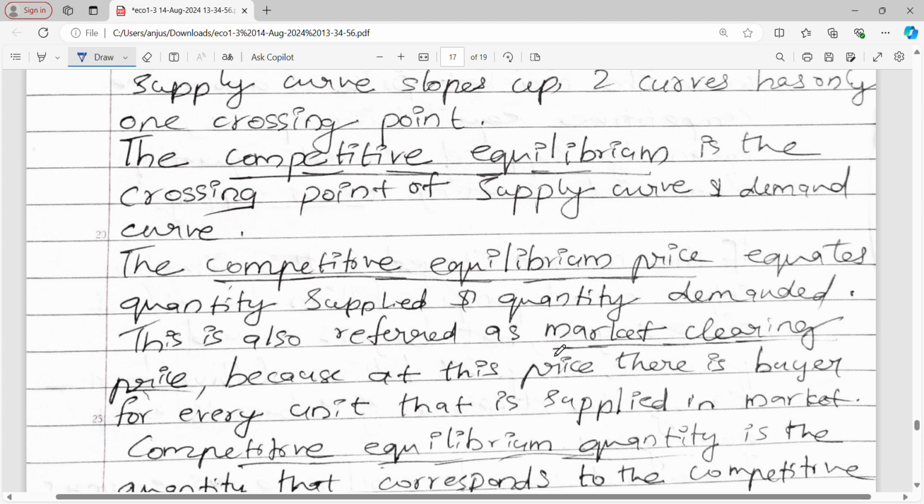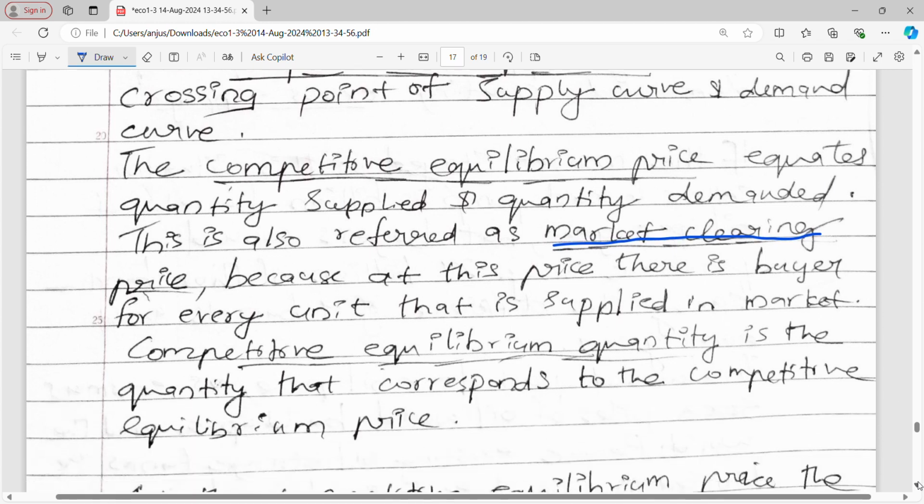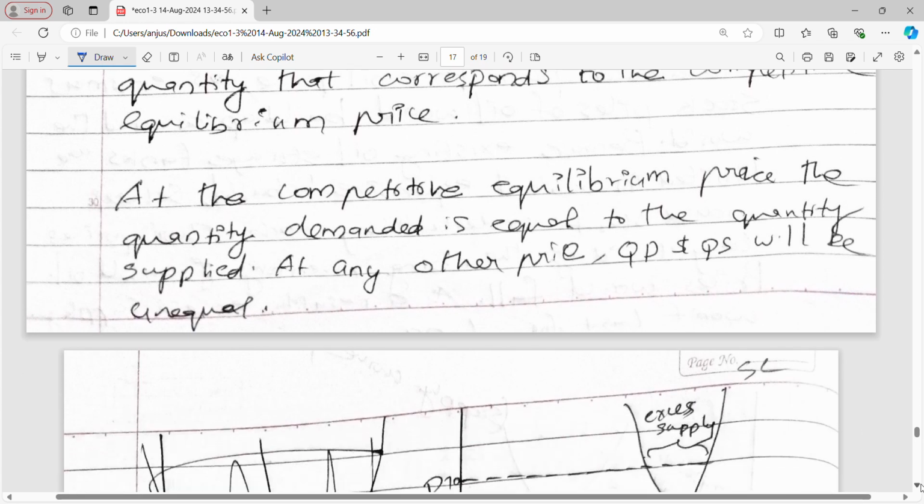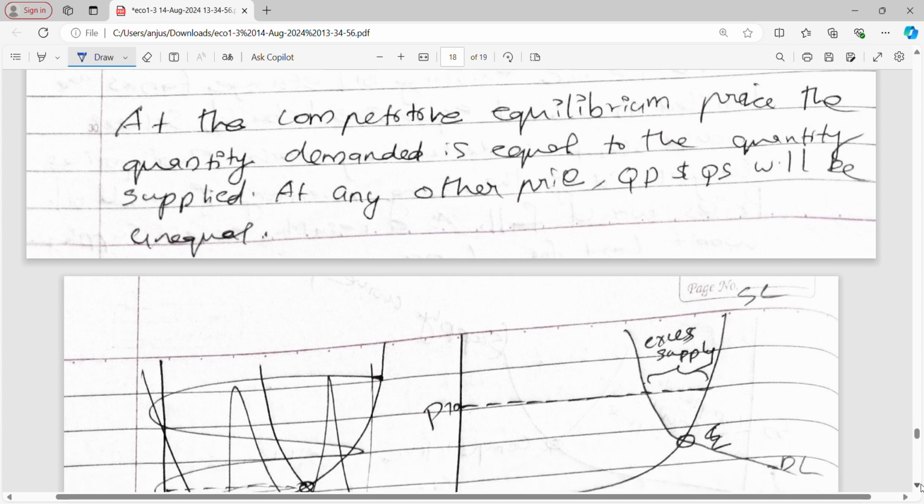At that price, it is also called the market clearing price, because this price equates quantity supplied and quantity demanded. At this price, there is a buyer for every unit that is supplied, because the quantity supplied and quantity demanded are equal. Thus, it is called market clearing, because every unit supplied is purchased. This quantity is called the competitive equilibrium quantity. At the competitive equilibrium price, the quantity demanded is equal to the quantity supplied. That means at any other price, these won't be equal. Quantity demanded will not be equal to quantity supplied.